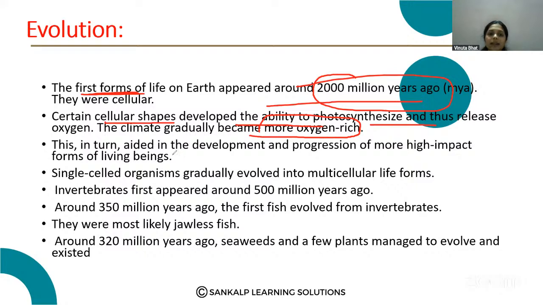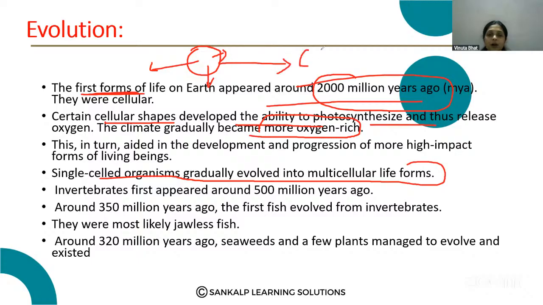This in turn aided in the development and progression of more high impact forms of living beings. Single celled organisms gradually evolved into multicellular life forms. So first only single cell organisms were there, nothing else. Then how it developed into new organisms, that is very important.